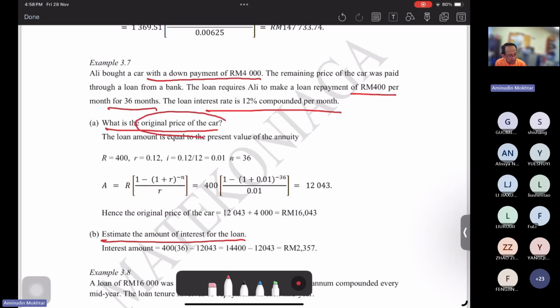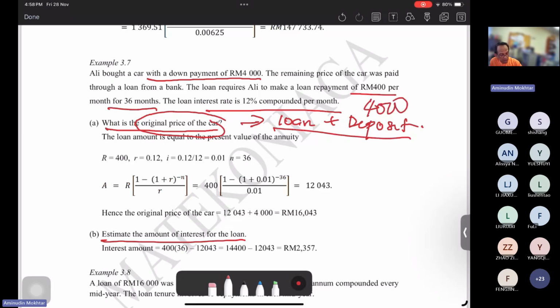When we're talking about the original price of the car, in other words, we must add the loan amount plus the deposit. The loan plus deposit is equal to the price of the car. In this case, Ali pays the down payment of 4,000 ringgit, and the remaining price of the car was paid by taking a loan from a bank. So the question asks you to find the price of the car. Remember, the price is equal to loan plus deposit. What is the deposit? The deposit is 4,000. Now we need to find the loan. We have a few pieces of information here. The loan repayment is 400 for 36 months, and the interest rate is 12% compounded monthly.